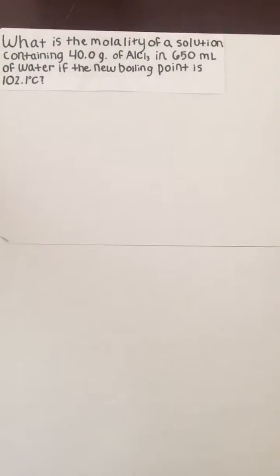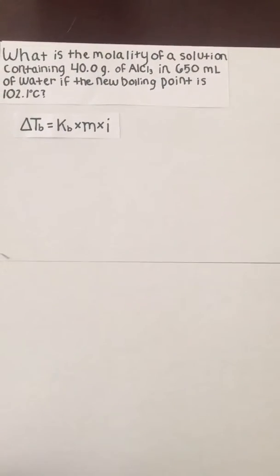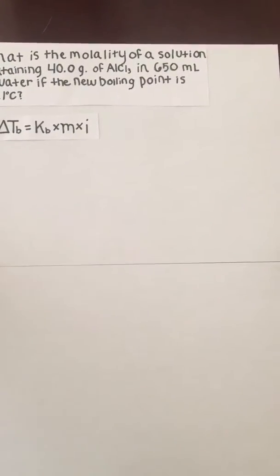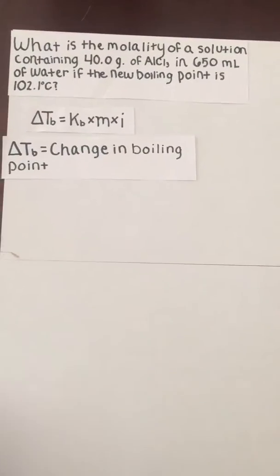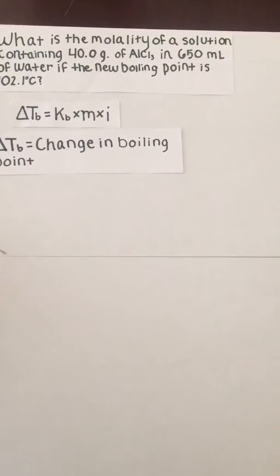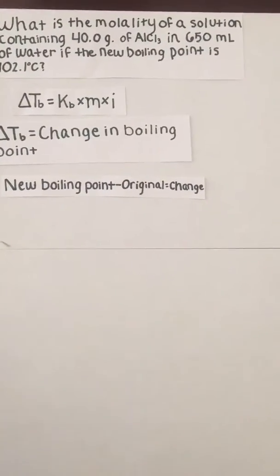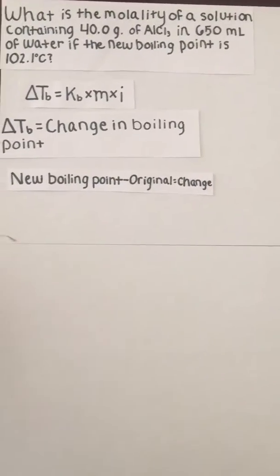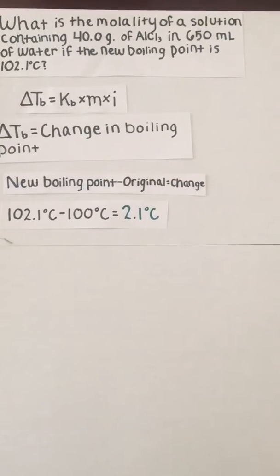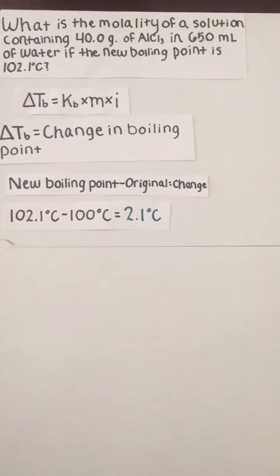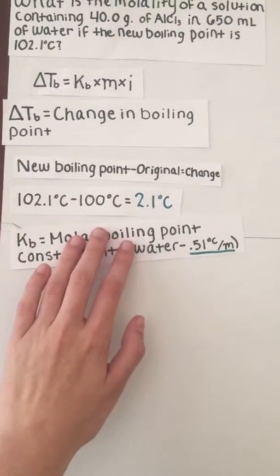We will have to use the boiling point formula, which is delta T sub B equals K sub B times m times i. Now, delta T sub B represents the change in boiling point. We weren't given this directly, but we can easily solve for this using the formula new boiling point minus original boiling point equals the change in the boiling point. In this problem, that would be 102.1 given in the problem minus 100, which is the boiling point of water, which is 2.1.